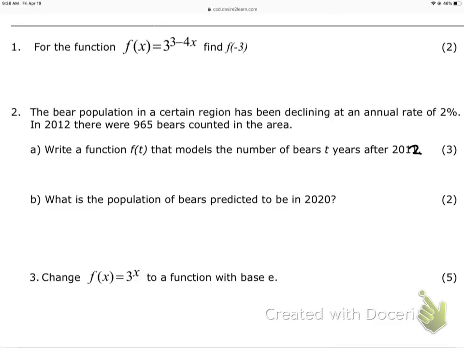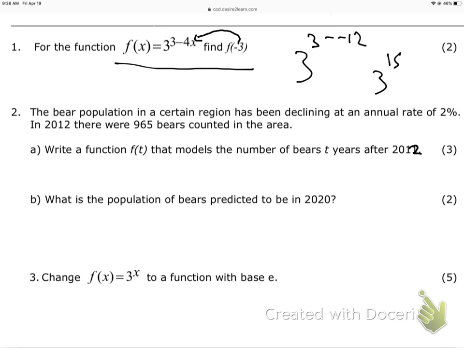Okay, let's look at this one. Right, so this first question, this is just put -3 into there and solve. So 3 minus 4 times -3 is -12, so that's just 3 to the power 15. And I suppose you can leave it like that. Normally we would say put it in your calculator. That's going to be a big number.